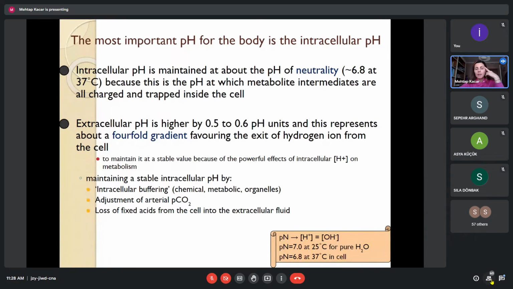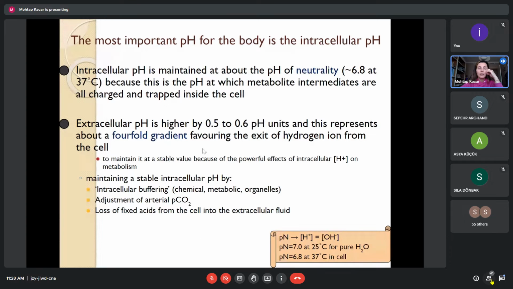Intracellular pH is maintained at about neutral, about 6.8 at 37 Celsius, because this is the pH at which metabolite intermediates are all charged and trapped inside the cells. Extracellular pH is a little bit higher, by 0.5 pH units, and this represents about a fourfold gradient favoring the exit of hydrogen ion from the cells to maintain a stable value because of the powerful effect of the intracellular ion on metabolism.